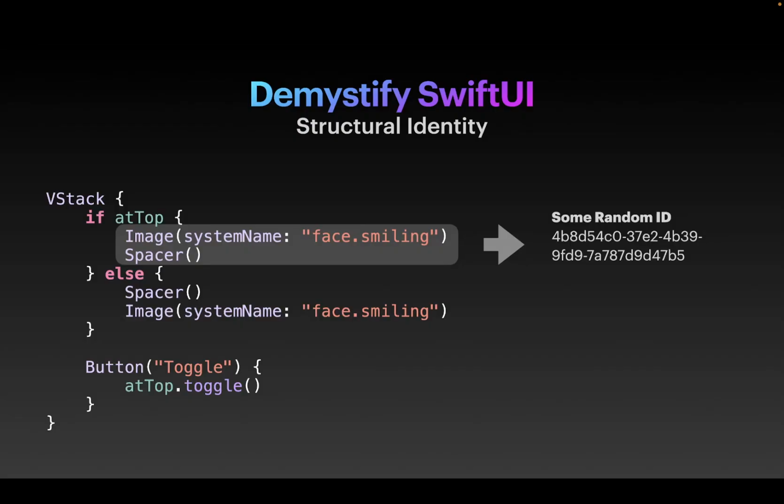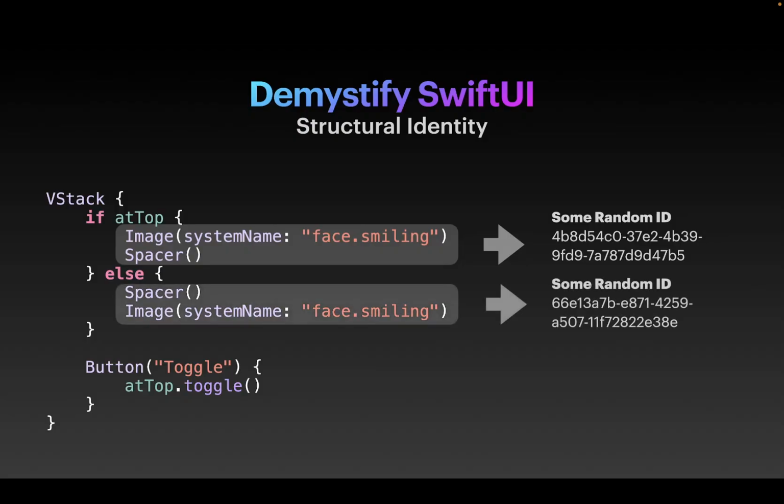The first thing SwiftUI sees is an if-else statement, okay? Inside this if branch, you see some view, and it assigns some random ID to that view. For the else branch, SwiftUI says, oh, it's a new view, I'm going to assign another random ID which is different from the previous one. So SwiftUI thinks you have two different views.